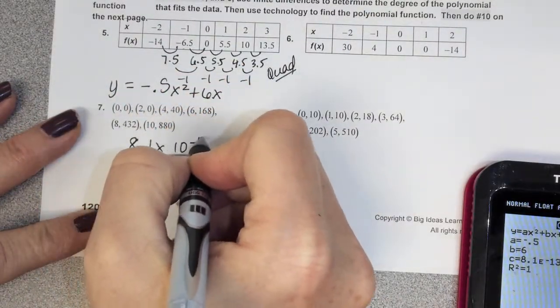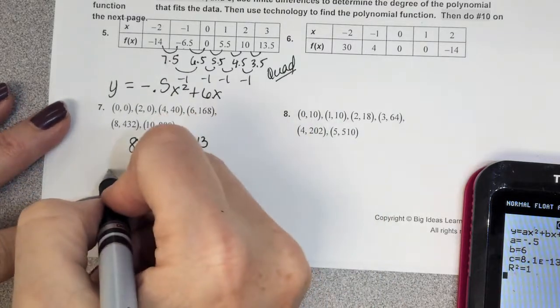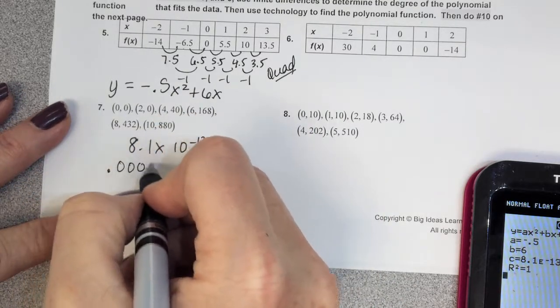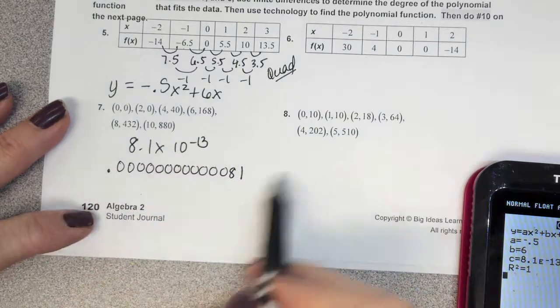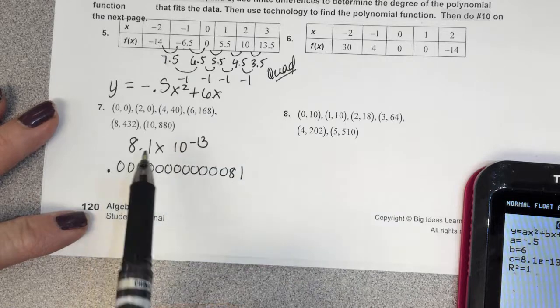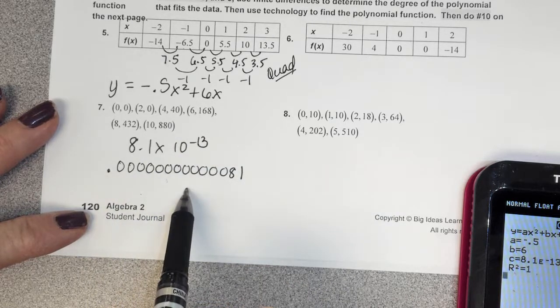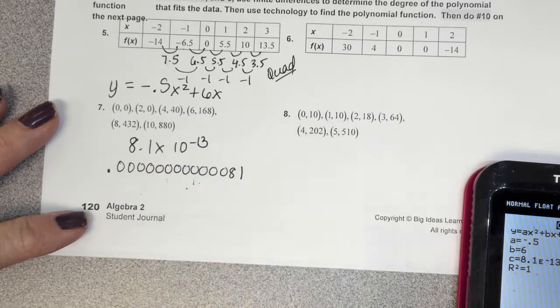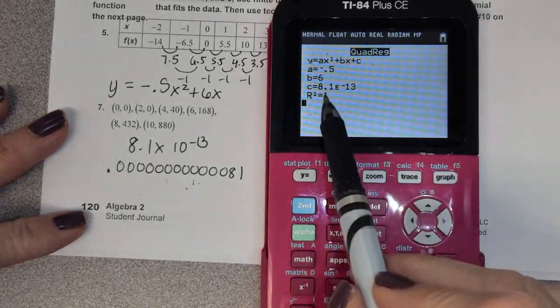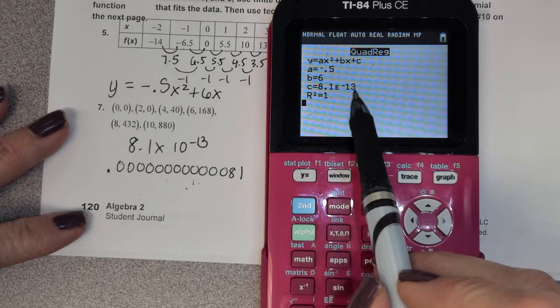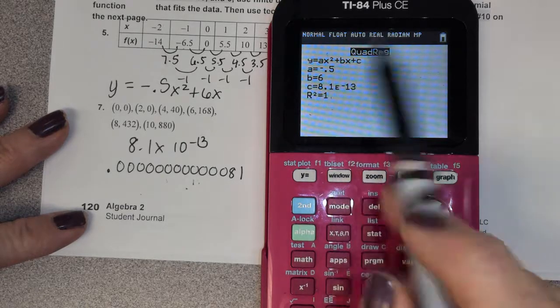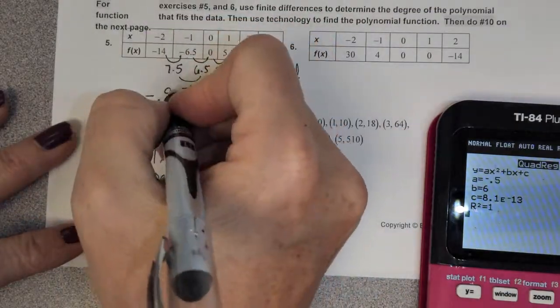8.1 times 10 to the -13. That is 0.0. That's what that number is. You don't need to write that down. But what do you think that really is? 0. This is 0, guys. When the calculator gives you a number like this, it is 0. Okay? Because this is 8.1 times 10 to the -13. That's a 0. So this would be our equation.